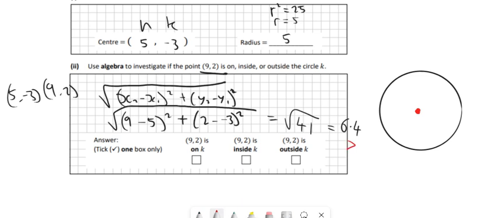So you can see that 6.4 is greater than 5. So we know that's going to be outside of the circle, because we know that the radius of the circle is 5. So from there to there is 5, but the distance from the center to this point is 6.4 approximately, so it has to be out here somewhere. So outside.